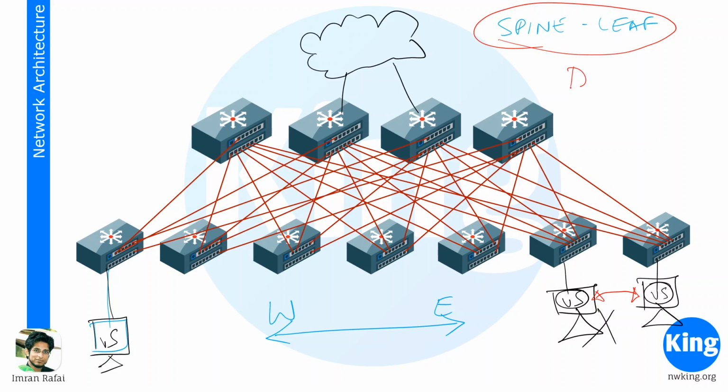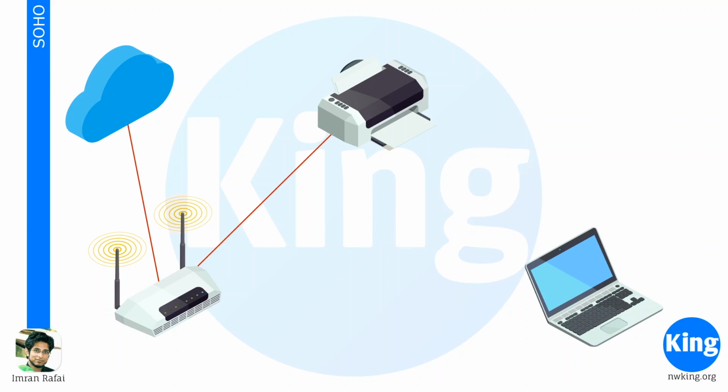So typically this type of east-west traffic is going to be seen more in data center traffic, right? Data center is where you would have these. Next, we'll be talking about SOHO, that is small office, home office.